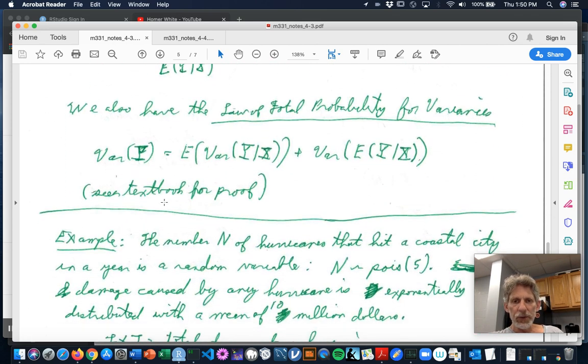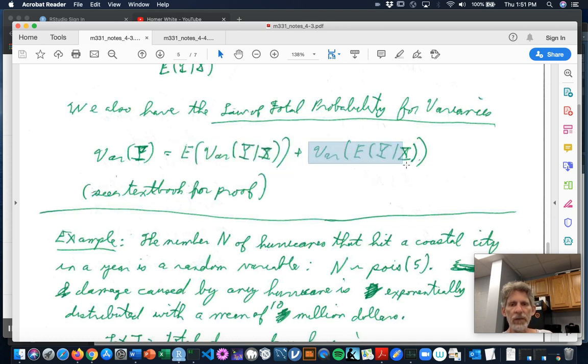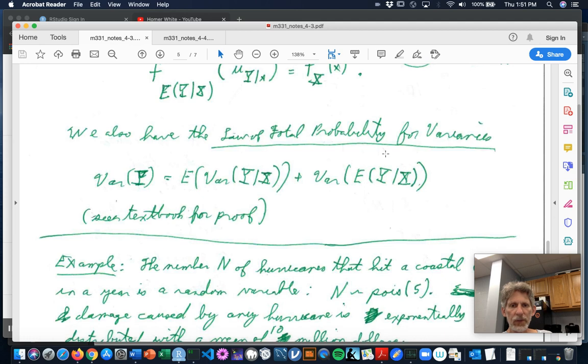Another law that's proved in the book is called the law of total probability for variances. The variance of a capital Y can always be found if you pair it with some other random variable capital X, and make a bivariate distribution out of the two of them. And then just work with this, the expected value of the variance of Y given X, plus the variance of the expected value of Y given X. So we'll do some examples with that too.